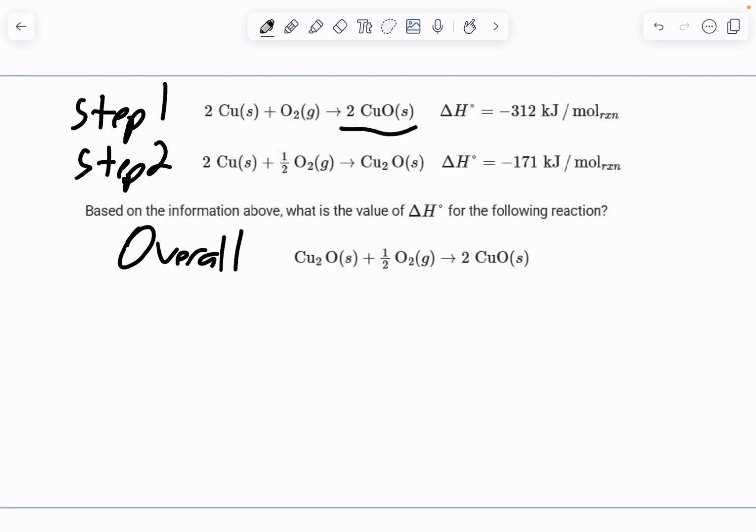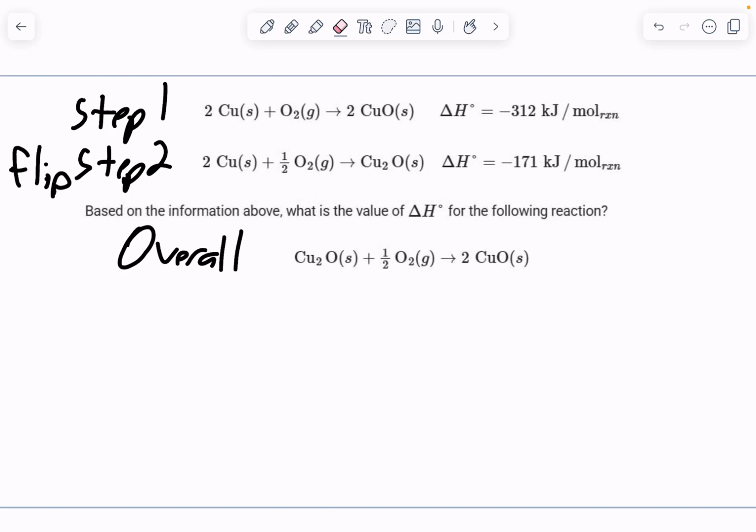I know that because I've got this solid CuO, copper 2 oxide, and it's on the wrong side of the reaction. Notice it is a product in step 2, but it is a reactant in the overall reaction. So I actually have to flip step 2. If I flip that, Cu2O will be on the left side as a reactant, and my copper solid will become a product.